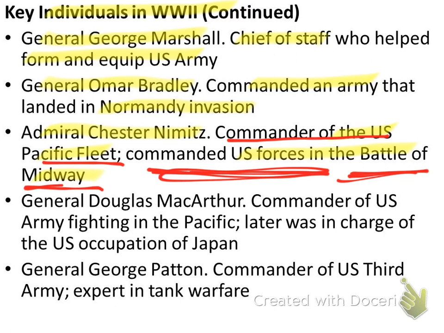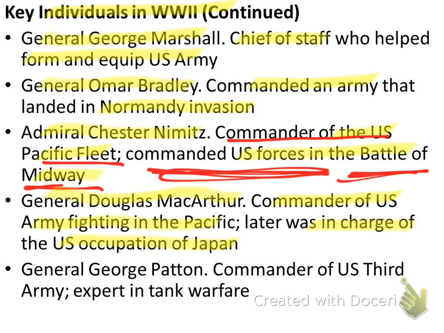General Douglas MacArthur. He was the commander of the U.S. Army, which was fighting in the Pacific. He was the guy pretty much in charge of the island-hopping campaign. And once the war is over, he is the one who was put in charge when we occupy Japan. When American forces occupied Japan, Douglas MacArthur was the man in charge of that.